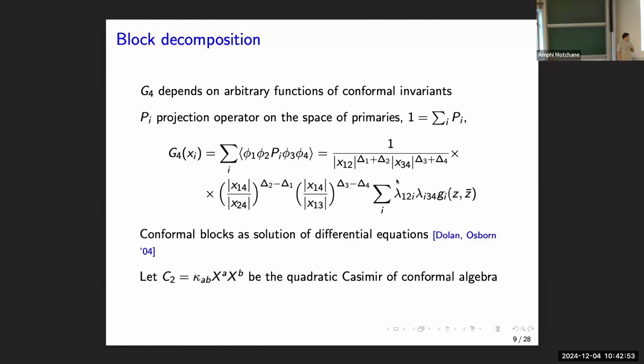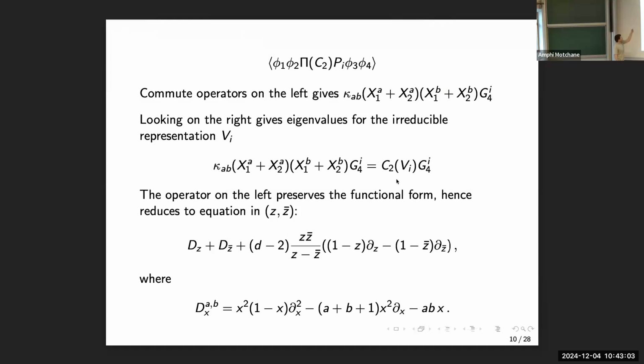Now let's consider the quadratic Casimir of the conformal algebra, which is this C2, and let's insert this conformal Casimir here inside the block. So that's C2 inside. Now you see that if you want to act on the left with this operator C2, you will get something like this, X X g_i. And this X is just, again, the conformal generator, an element of the conformal algebra. And this is just a differential operator, like the one we were seeing before. So that's just a differential operator acting on our block.